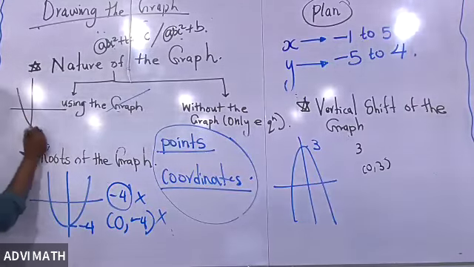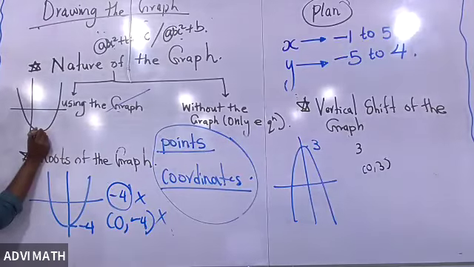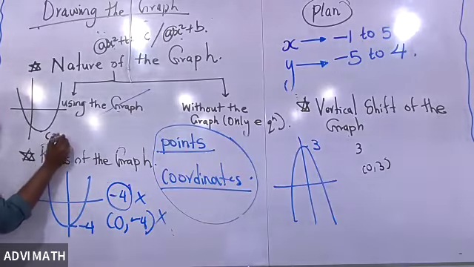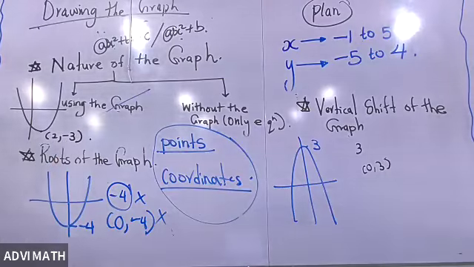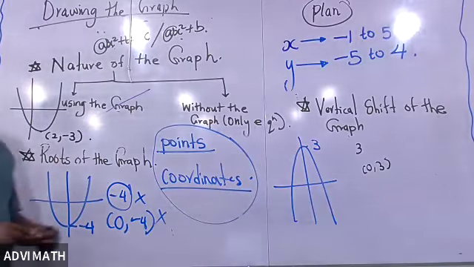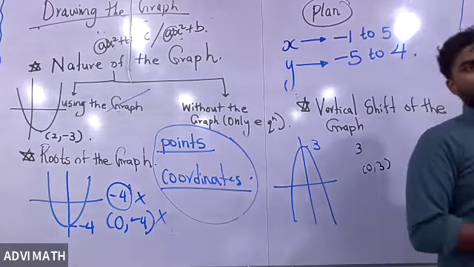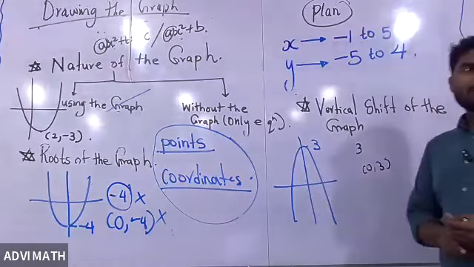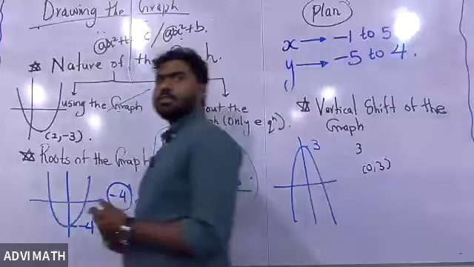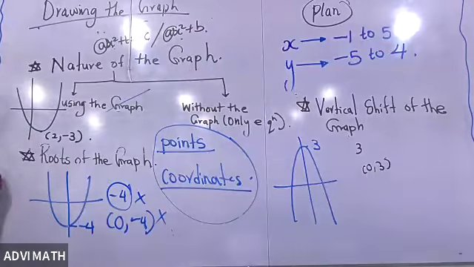Now I'm drawing another one. Can you tell me what is the minimum point of this graph? What is the value of y? -3. So -3. What is the maximum point of this graph?